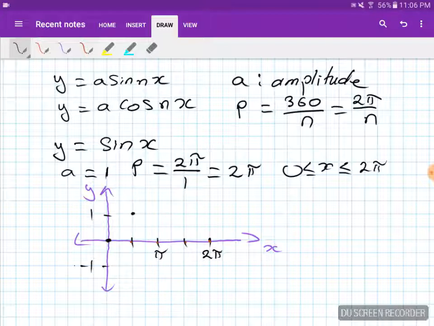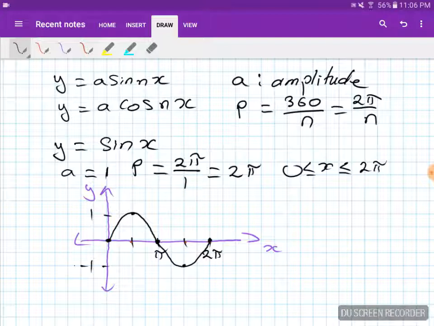So the next move is to go to pi, which is 0, then it goes down to -1, and then moves up. If you connect them together, just look where you're going, and that's it. So that is the sine graph. It looks like this.